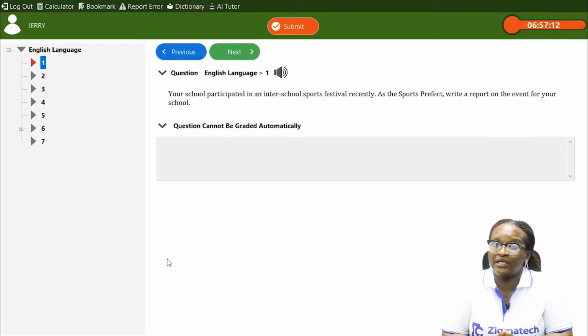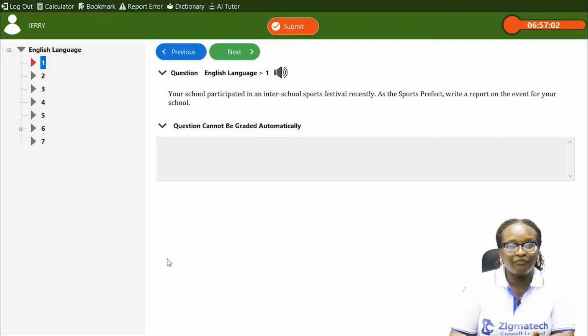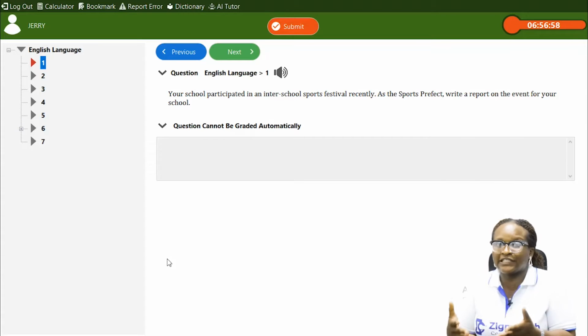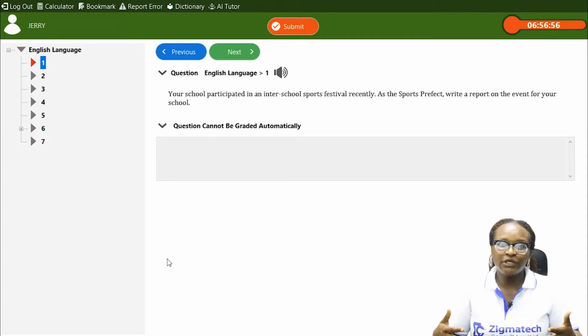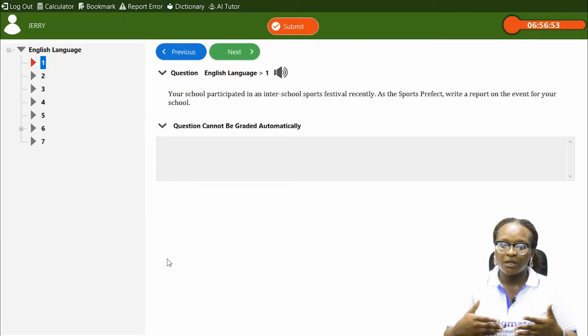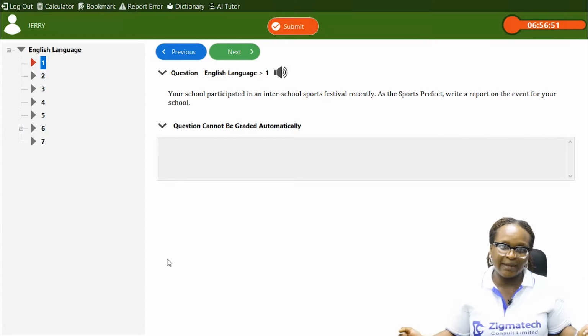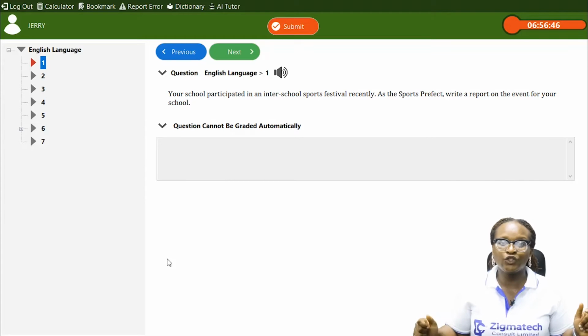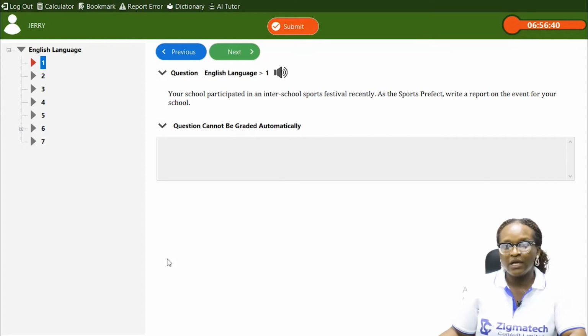You know why I prefer letter writing? It won't be far from: write a letter to a local government chairman, write a letter to your friend, your father, an uncle of yours, or a class teacher of yours. The only problem you may have is identifying which type of letter. Go to my video on letter writing types, and it will be easy for you to know when you're asked to write a formal letter, an informal letter, or a semi-formal letter.